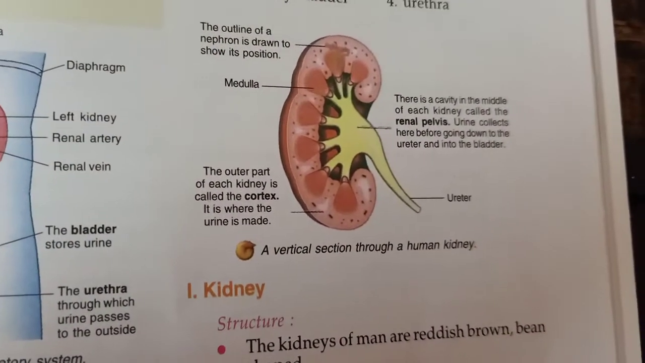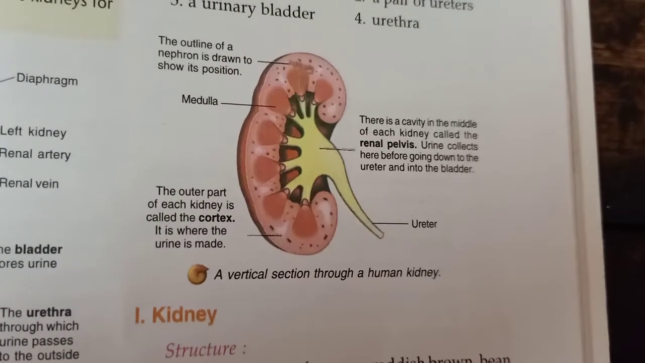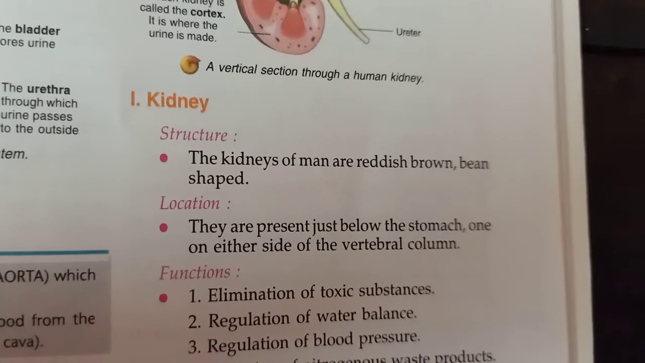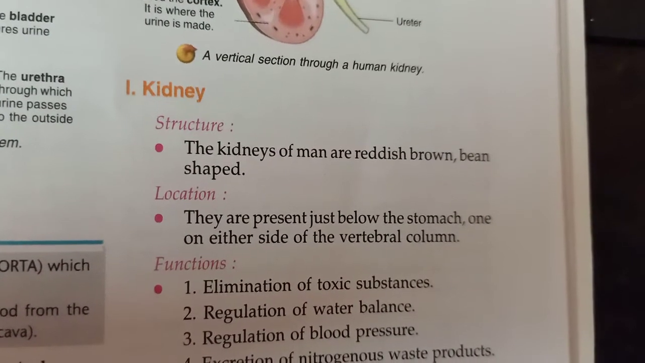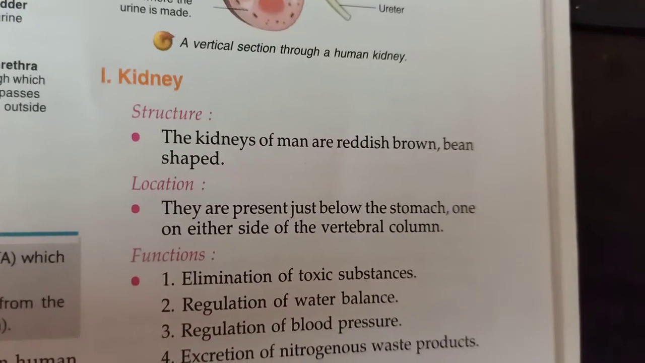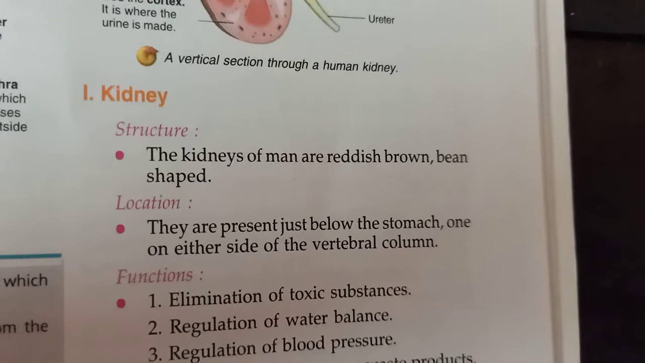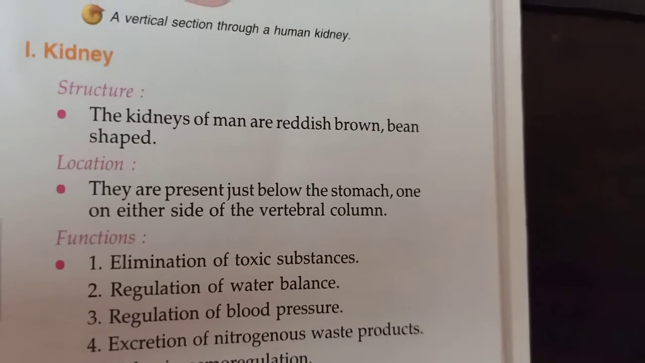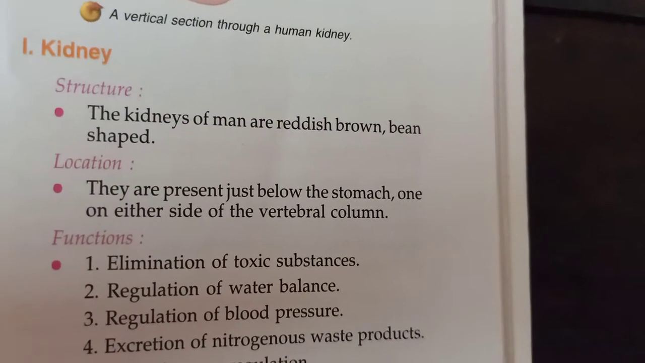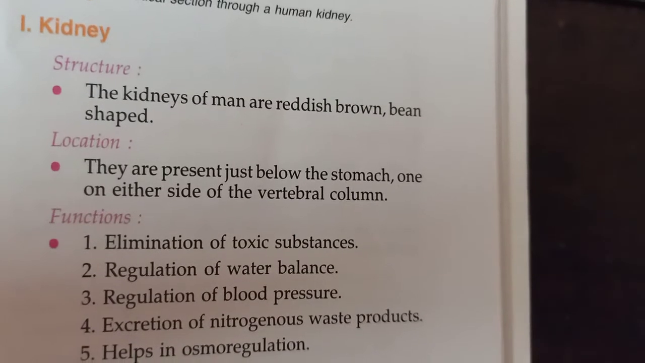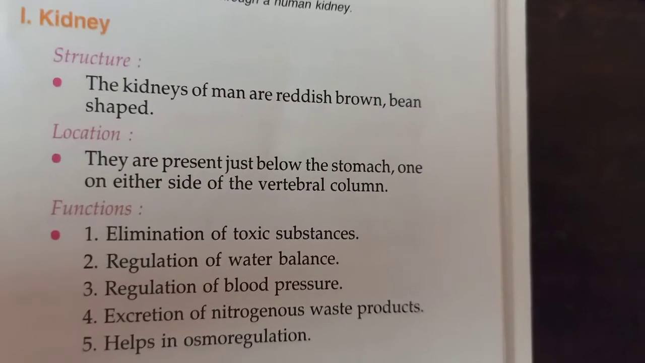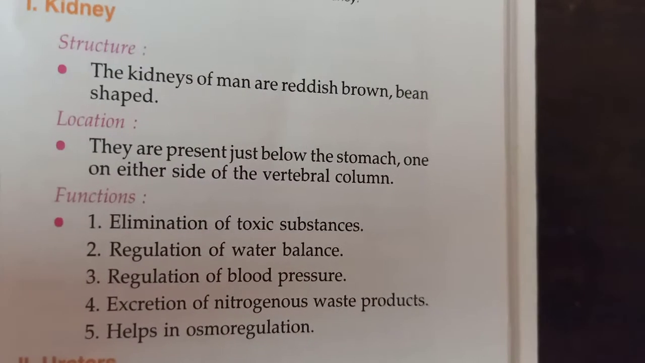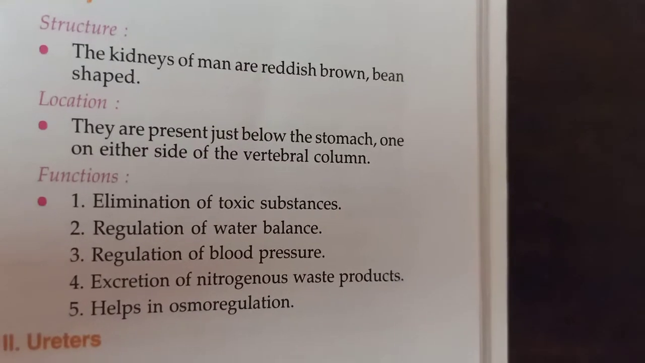So this is the diagram of the structure of kidney, and you have to draw this diagram in your copy, and it is a very important diagram. Now first we see the kidney. The structure: the kidneys of man are reddish brown, bean shaped. The shape of the kidney is bean shaped and it is reddish brown in color. Now location, they are present just below the stomach, one on either side of the vertebral column. This we all know that the kidneys are present just below the stomach and on either side of our vertebral column.